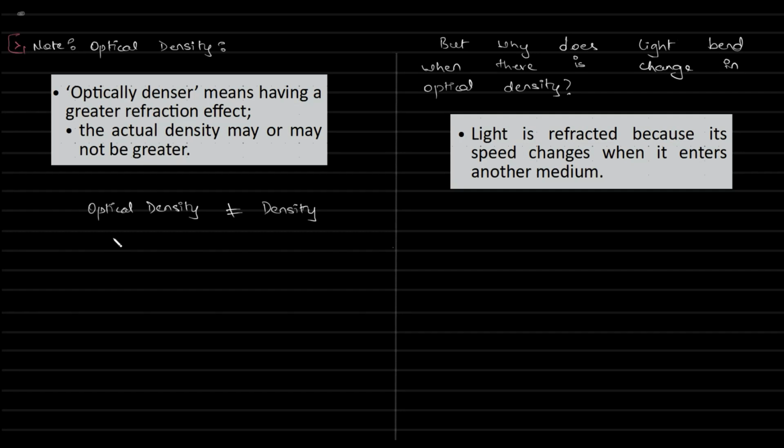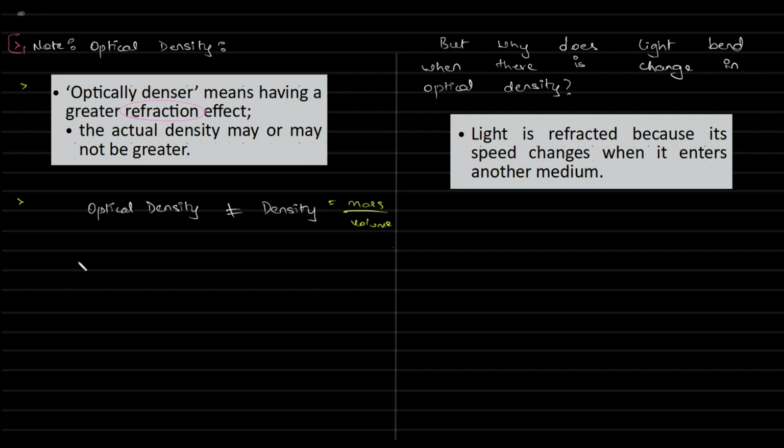So we started using the word optical density. But what is it? One thing which I would like you guys to know is optical density is not the same as your normal density. Normal density is to do with mass and volume. Optical density has to do with refraction. A medium is optically denser if it means having a greater refraction effect. So more the bending, more the optical density. Okay, so it has to do with bending. Your density has to do with mass and volume.